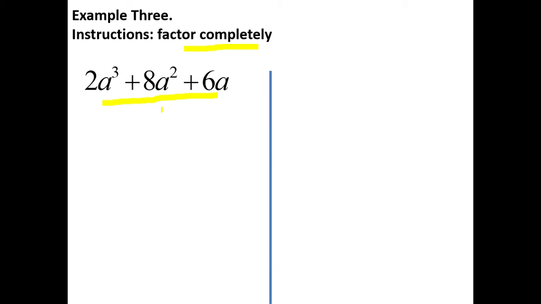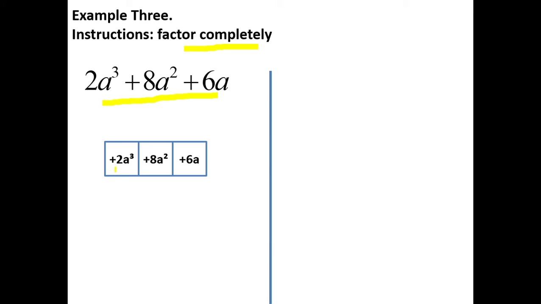So we're going to take these three objects here that are being added together, and we're going to put each one inside its own box. And we're going to see what comes out of all three boxes. Well, there's an A in this box, and there's an A in this box, and there's also an A in this box. So we can take out an A. But can we take out anything more than an A?